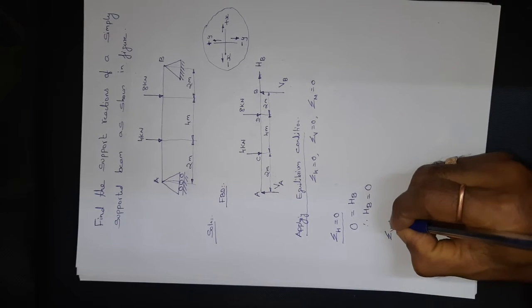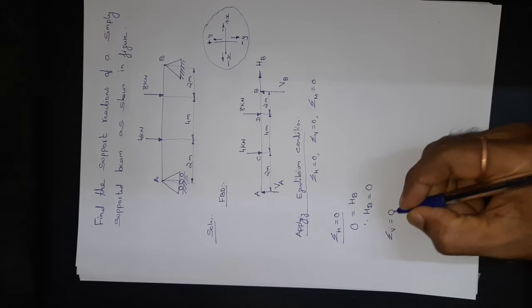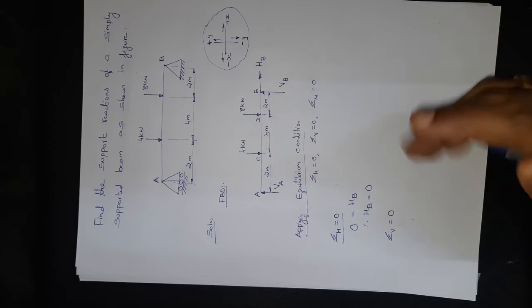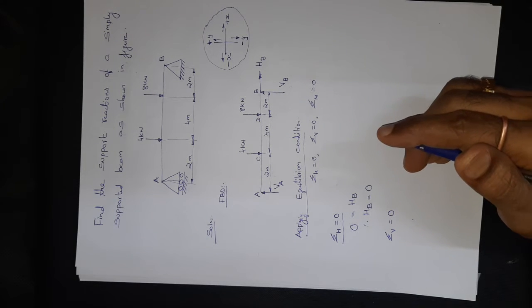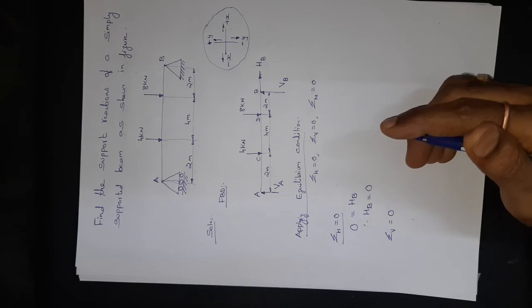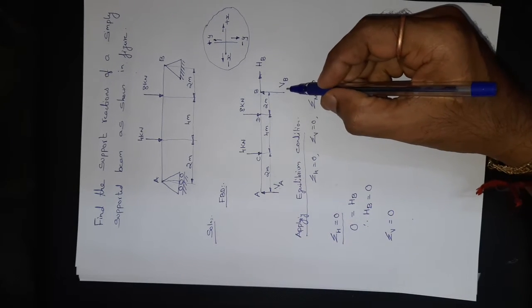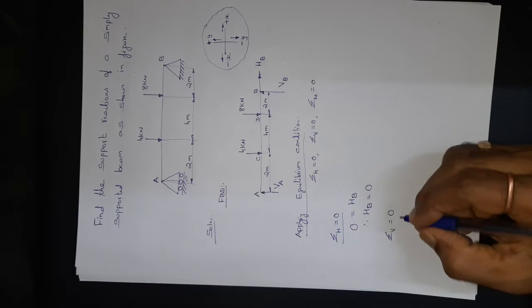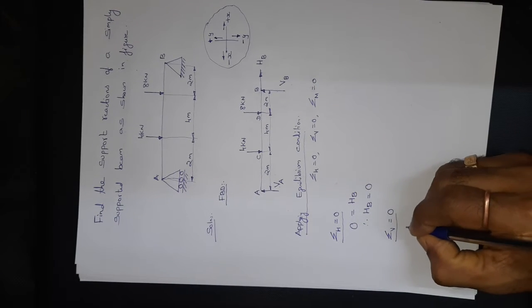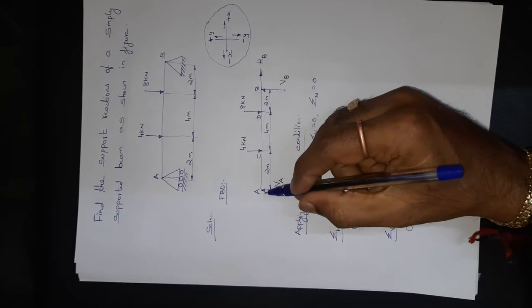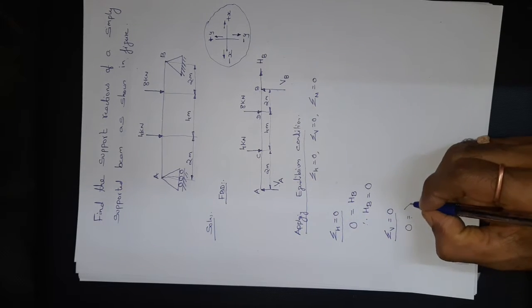Summation V equal to 0. So how many vertical forces are here? As far as this diagram is concerned, 1, 2, 3, 4 vertical forces are there. So 0 equal to, so VA acts in the positive direction, so VA.